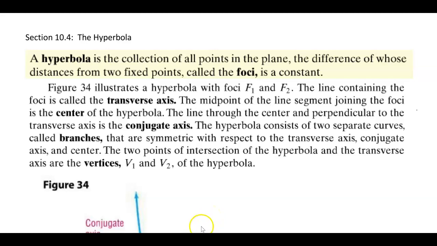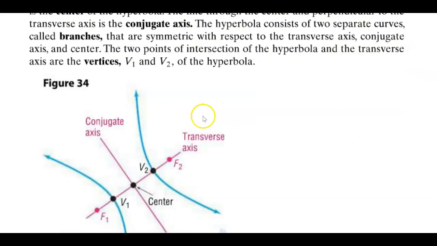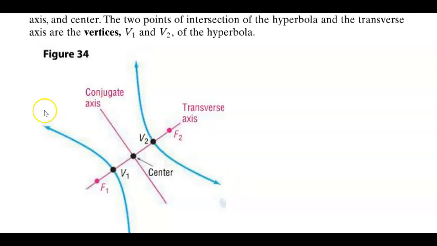In this video, we are going to talk about the hyperbola. A hyperbola is a collection of all points in the plane, the difference of whose distances from two fixed points called foci is a constant. So when we see a hyperbola, we're going to see something that looks like this.